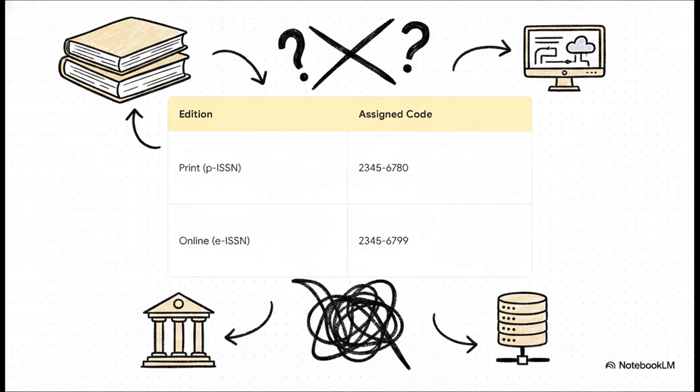Let's ground this with a super concrete example. Take the made-up Journal of Open Publishing. The print edition gets assigned 2345-6780. The online edition gets assigned a completely different code, 2345-6799. So, if a library wants to order physical copies to put on a shelf, they use the print code. If a digital database wants to index the website, they use the online code. Simple enough, right? Except having multiple codes creates a brand new problem.